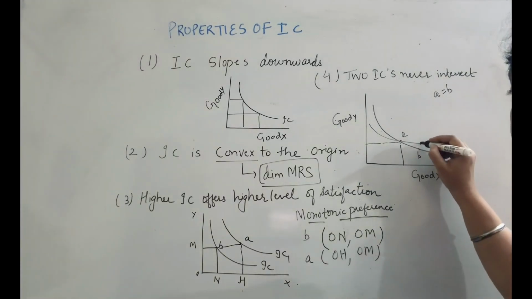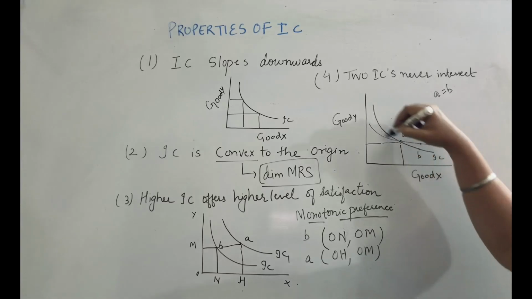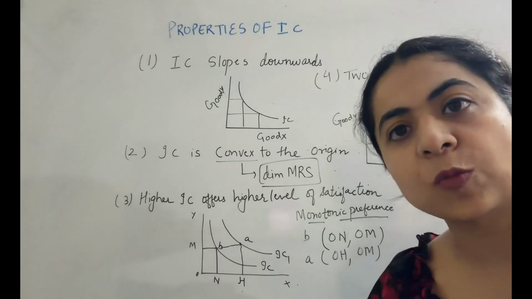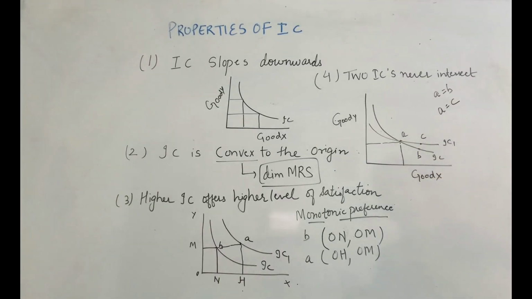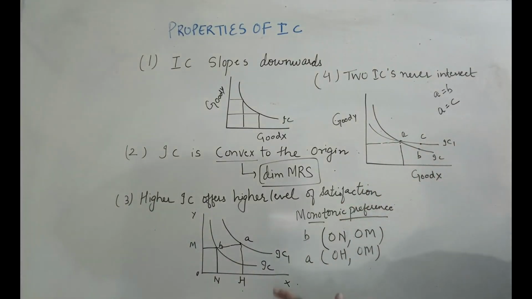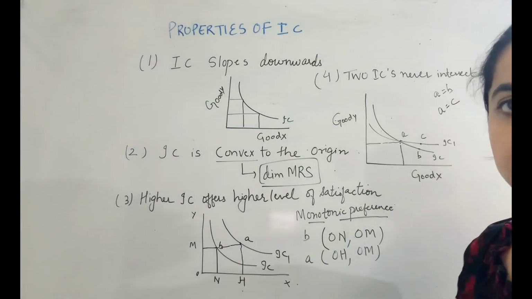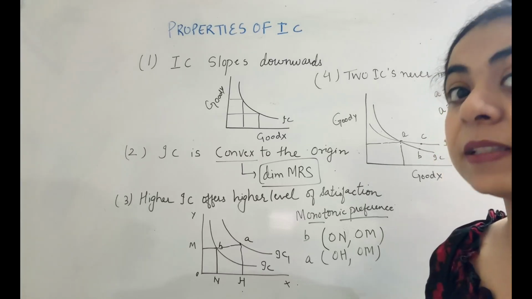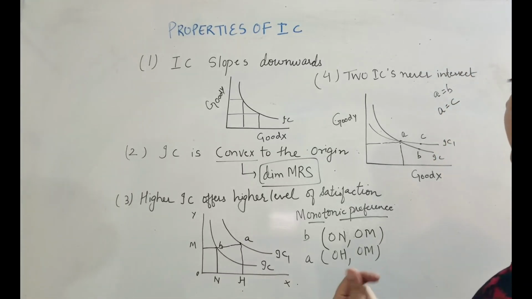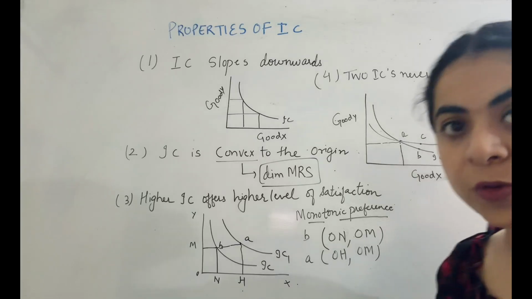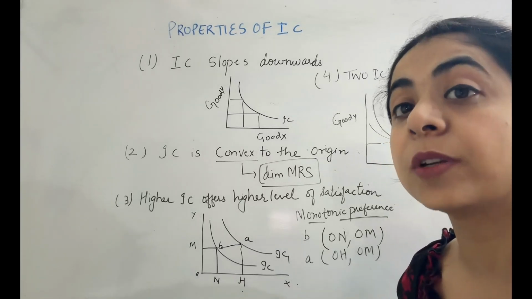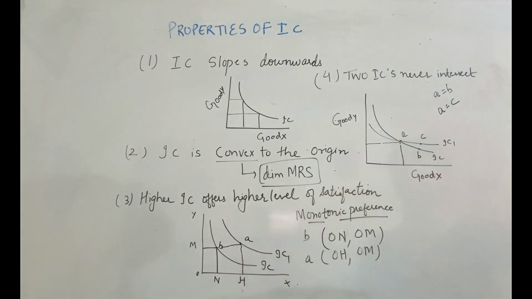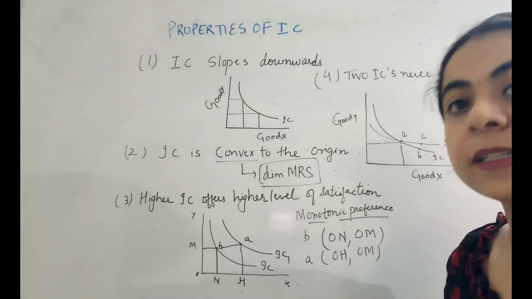Similarly, combinations A and C again lie on the same indifference curve, so they will offer the same level of satisfaction to the consumer. Now this cannot be possible because we have seen that two different indifference curves cannot offer the same level of satisfaction. If they intersect each other, it means there is a possibility that combinations which lie on two different indifference curves can offer the consumer the same level of satisfaction. Technically this is wrong, and therefore it's not possible for two indifference curves to intersect each other.